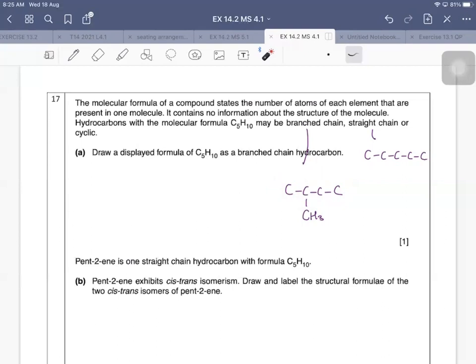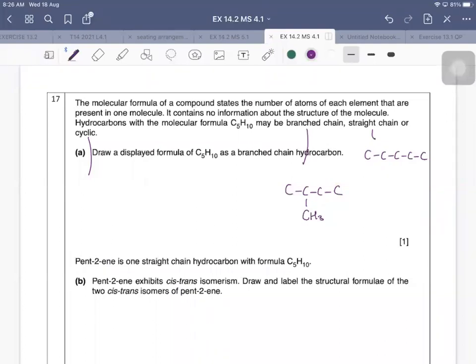Okay, so just to remind you again what a principal chain is, a principal chain is the longest chain of continuous carbon atoms. So in this case, that's a principal chain. And for the branch chain, carbon with 4 atoms is your principal chain. Cyclic chain is in a ring. It is all the carbon atoms are connected to each other.